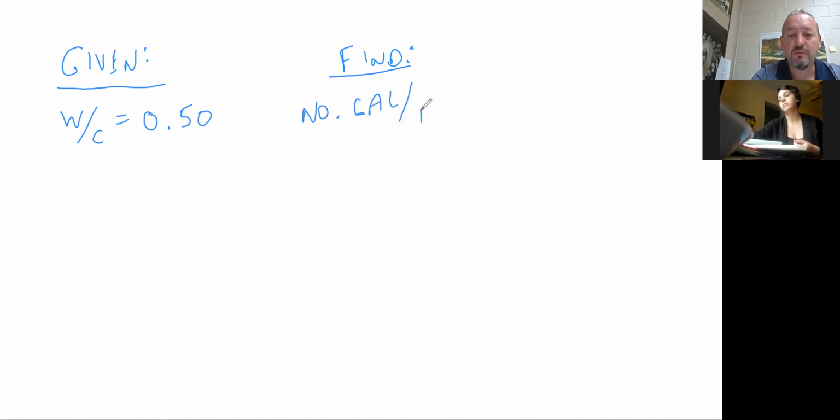So the question might be something like this. Given a water cement ratio of, I'll make it easy and say 0.5, find the number of gallons per bag of Portland cement. It's really just a conversion.